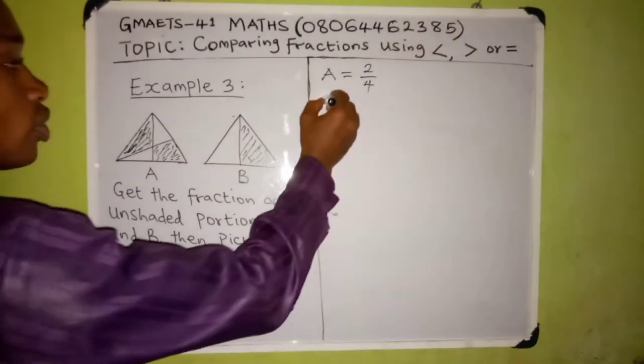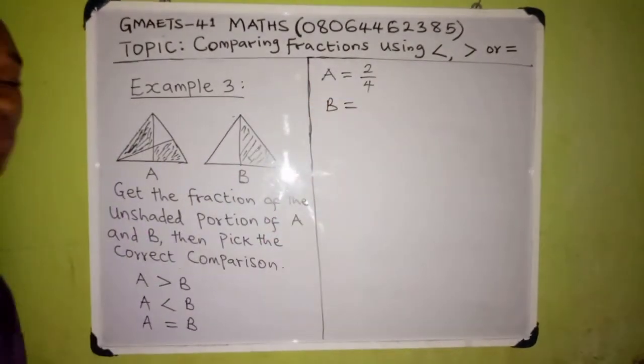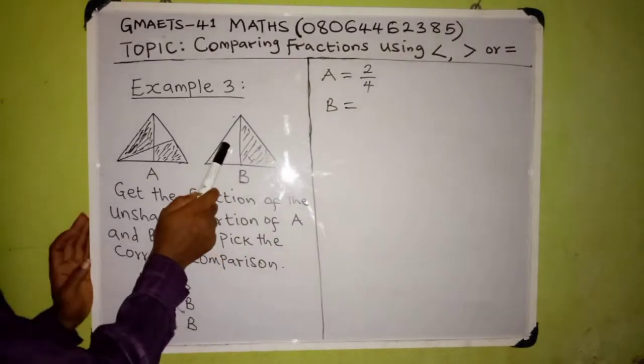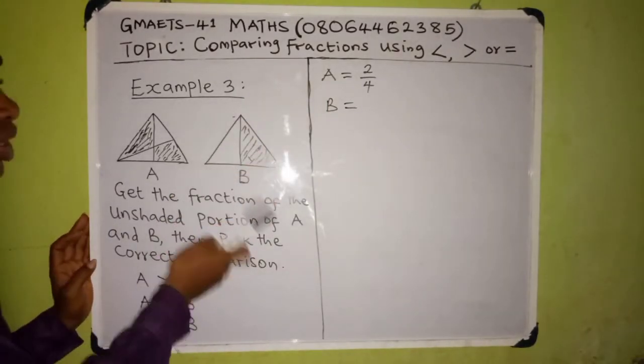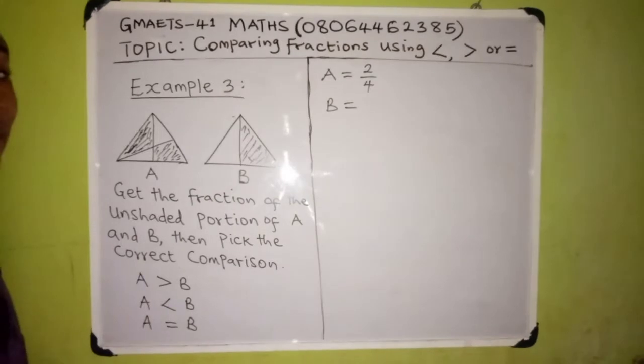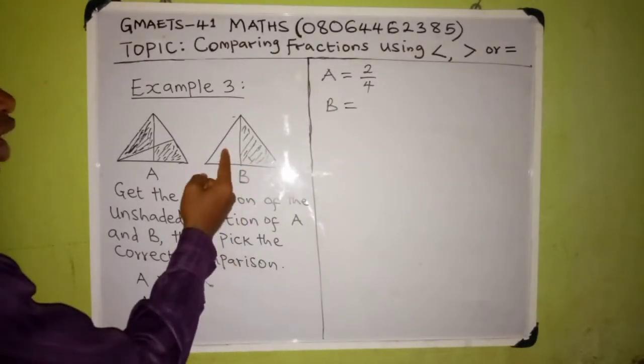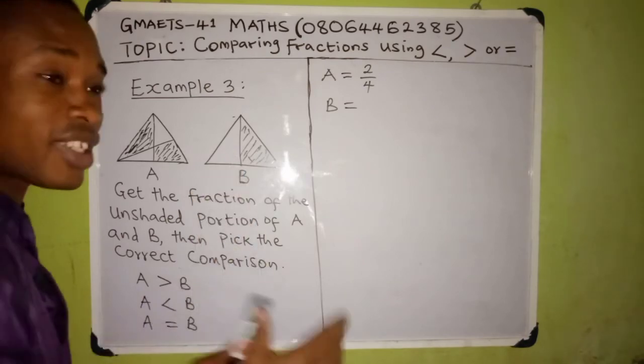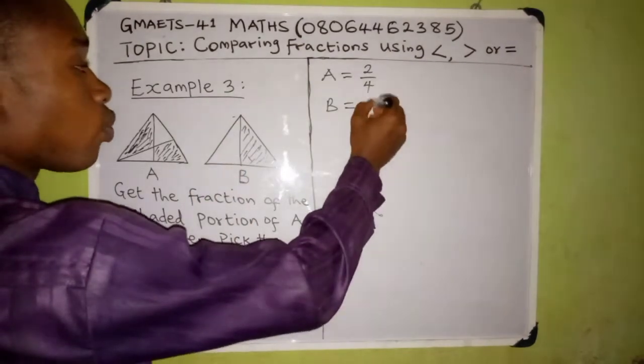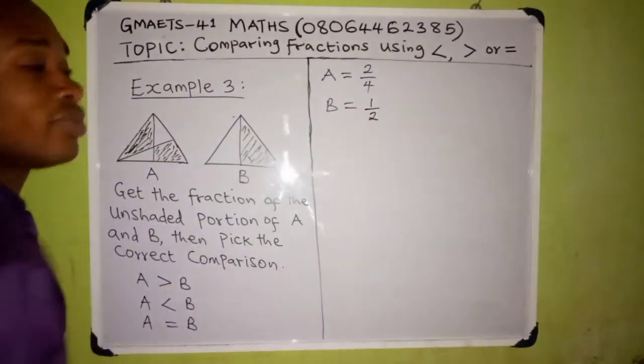And then we go to B. The fraction of the unshaded part of B, we have 1, 2 as the total part of B. Out of it, only 1 part is shaded and one part is unshaded. So the fraction of the unshaded parts, the part that is not shaded, is 1 over 2.